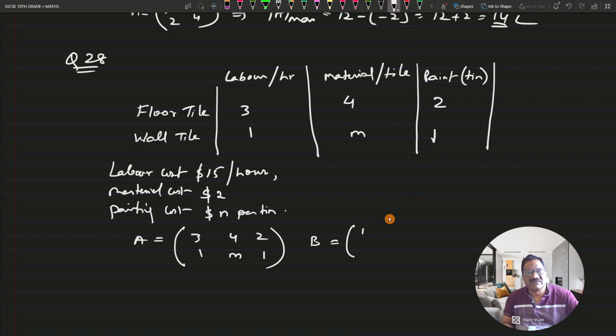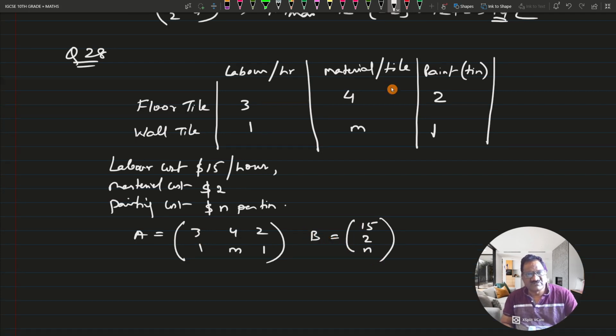It's given as 15 and then 2 and then N. So these are the two matrices given, A and B. Okay, now they have asked you these questions.